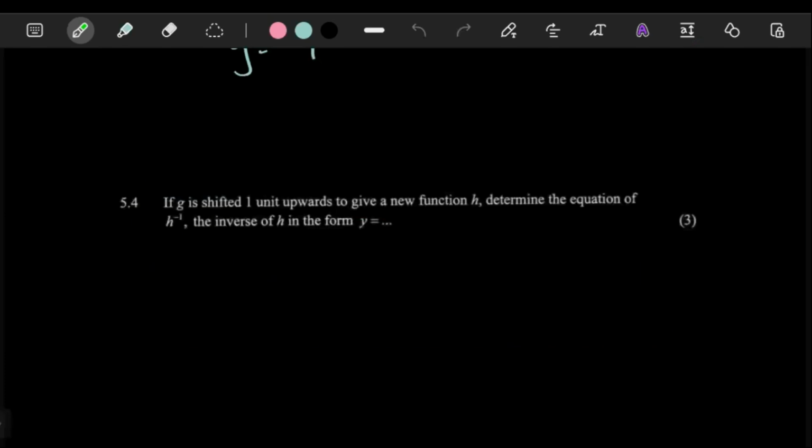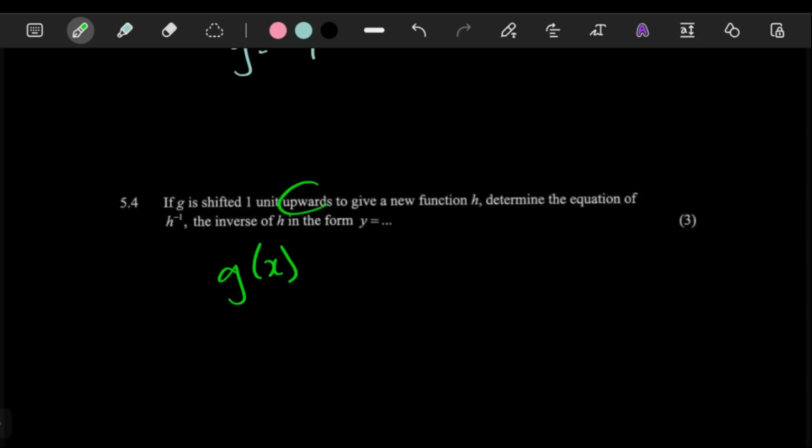The next question says, if g is shifted 1 unit upwards to give a new equation h, determine the equation of the inverse of h. Firstly, if g of x is moved 1 unit upward, this is what the equation would look like: g of x plus 1. So the new equation, which we know is h, is just going to be 3 to the power of x.